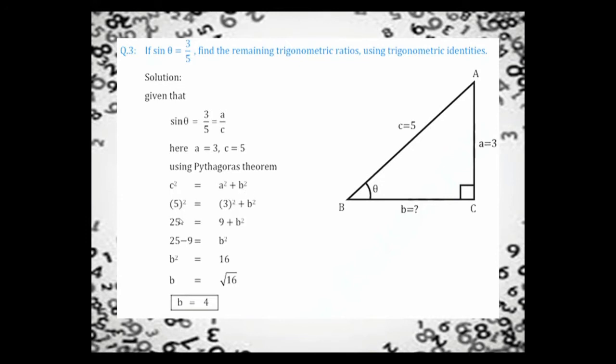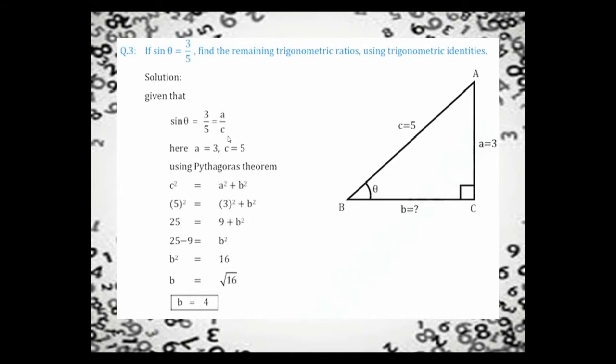So 5 square means 25 is equal to 3 square, which is 9, plus b square. B square will remain here, and plus 9 will change its side and become minus 9. So 25 minus 9 is 16. This is b square is equal to 16. Now for b, we will take root on both sides, so b is equal to under root 16, and the value of under root 16 is 4. So b is equal to 4.